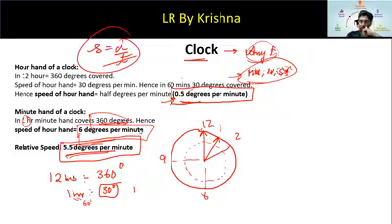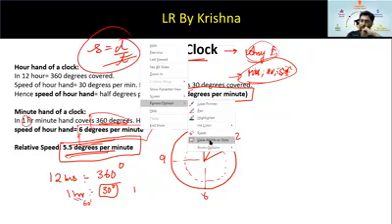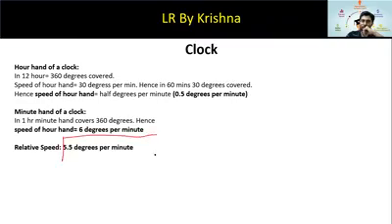Any doubts in this? Anyone? That the relative speed will be 5.5 degrees per minute. 6 minus 0.5. Very simple. If this is clear, then entire clocks will be clear to you. Just wait. If there is any doubt, then tell me. Okay.